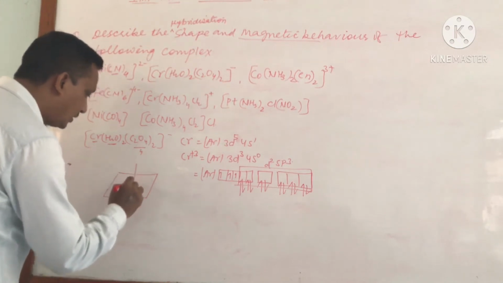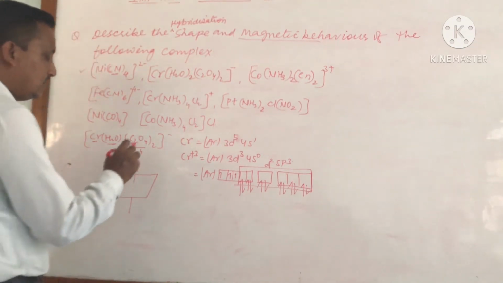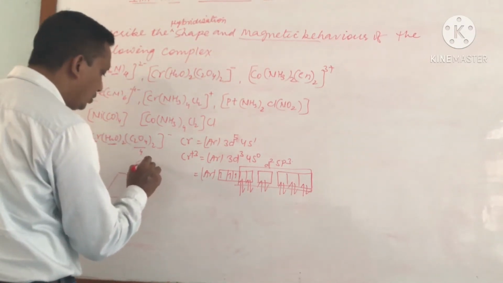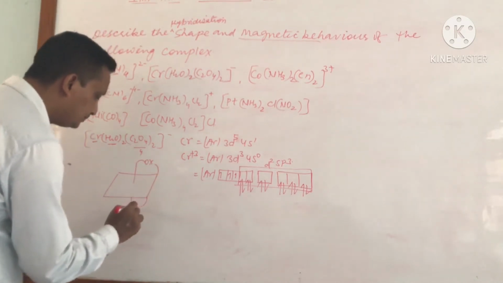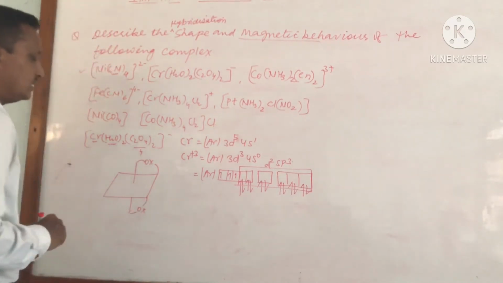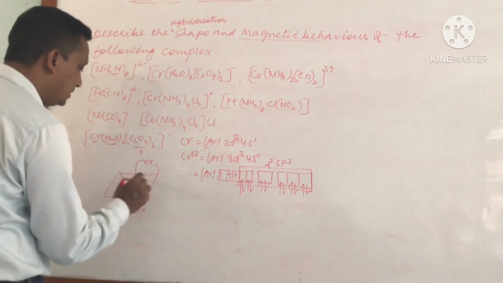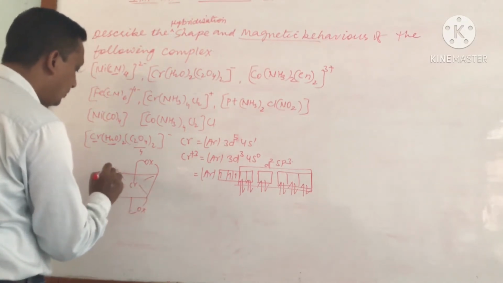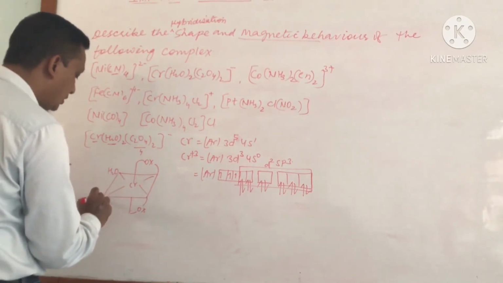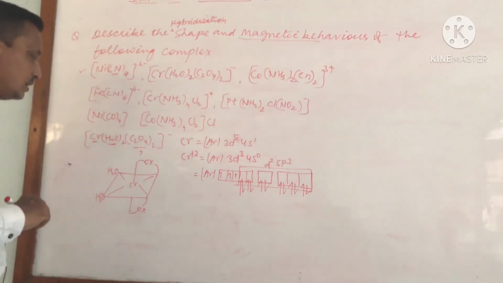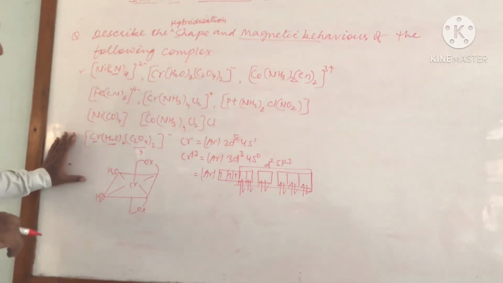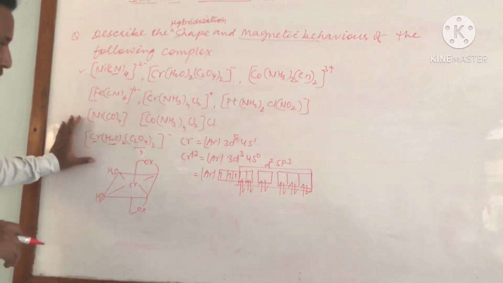So octahedral geometry would be there, and there are 2 oxalato. So 2 oxalato would be represented like this, and 2 water molecules would be arranged in this manner. So in this case this would be the geometry of this molecule.